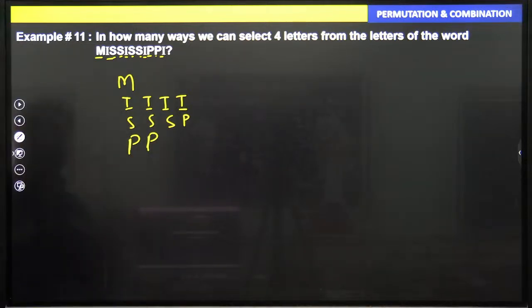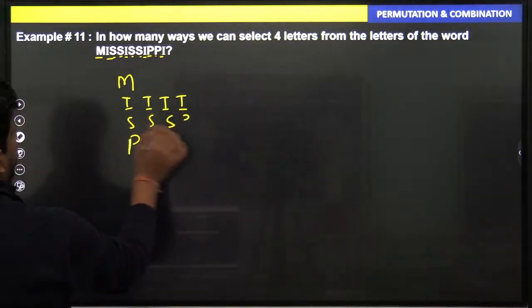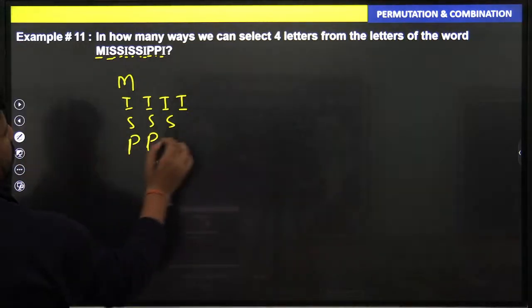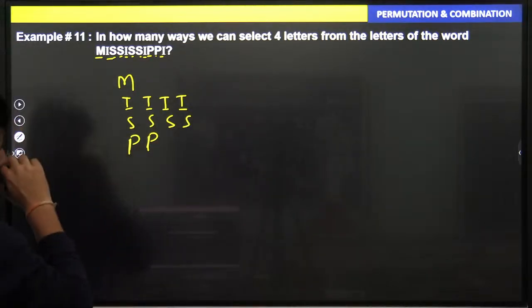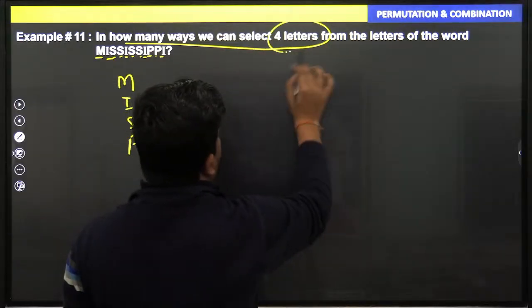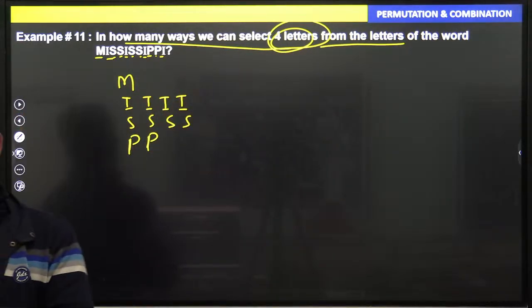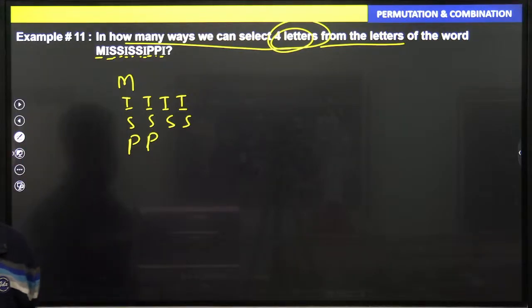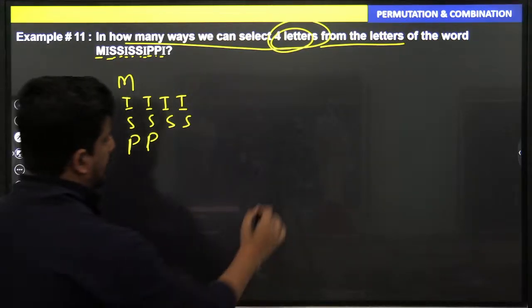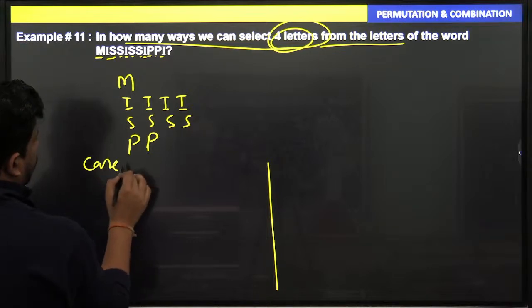So 1 M we are writing. How many I? 1, 2, 3, 4 I. How many S? 4 S's now, and here P. So, in how many ways can we select 4 letters from the letters of the word Mississippi? We need to select 4 letters from this word. So first you can see that we can go by the case method.